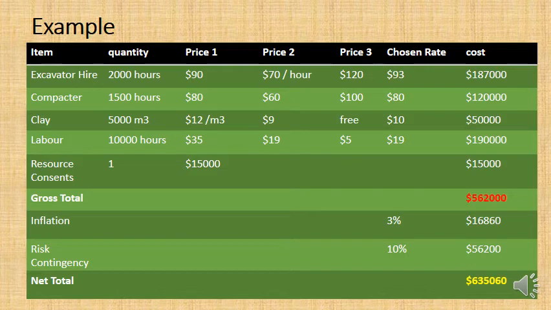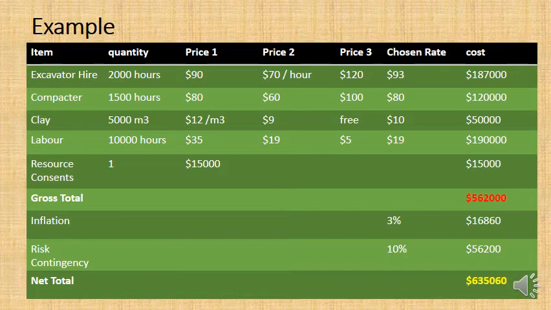So the items are excavator hire, compactor, clay, labour and resource consent. That means permission from the government. You've got the quantities there, and then you've got three different prices, and we're taking a price which is in the middle. Look at that price for clay there, 5,000 cubic meters we need, and the prices we've got are $12, $9 and free. And we've decided in our estimate we're going to take a chosen rate of $10.